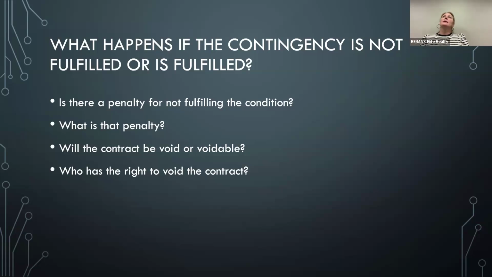Okay, good. Let me change it to mom and dad have to approve. I'm just going to start talking about that one. Let me just change it. Mom and dad have to approve of the purchase of the house.